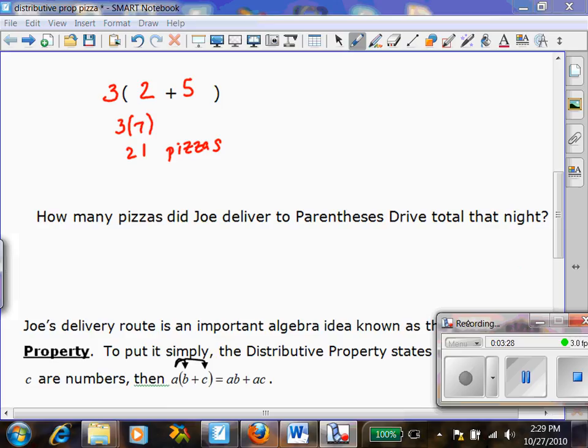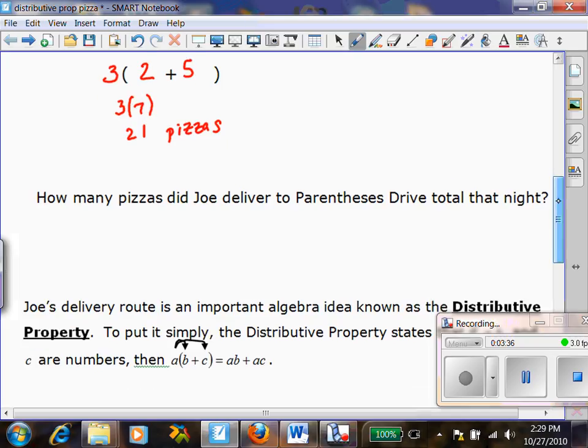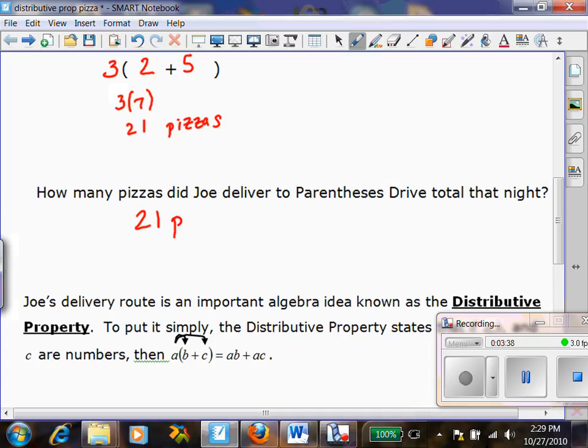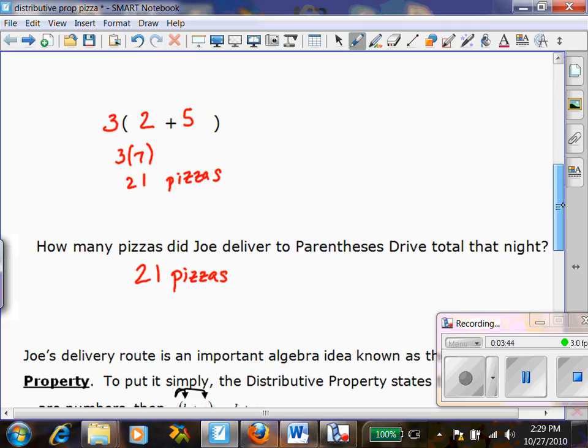All right, so again, if we follow order of operations, we add inside the parentheses and get 7, and then multiply by the 3 to get 21 pizzas. So hopefully you got a total of 21 pizzas for that night. Now, that is not the only way that you could have calculated the number of pizzas. So let's take a look. If we use Joe's delivery route, let's follow his path. So I'm going to rewrite this up here at the top.